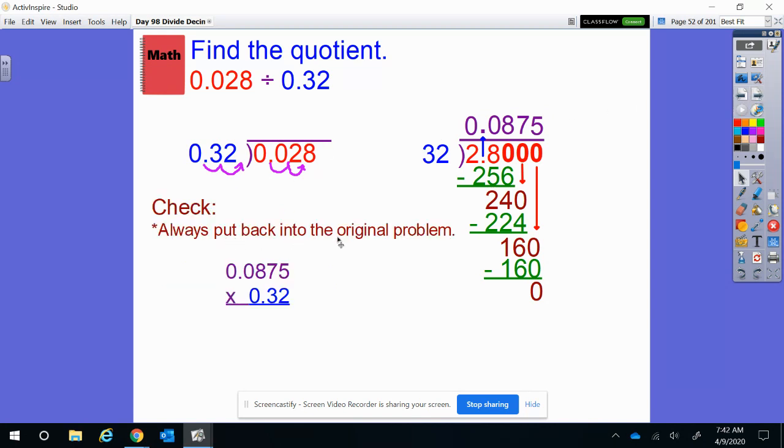Always put it back into the original problem. So your double check always has to be written like this. 875, there it is. There's your dividend, and there's your divisor. You have to write the divisor the way it was originally written before you hopped the decimal point over. So you have to bring that decimal point back here, and put the decimal point for the answer here. So always put it back into the original problem for your multiplication. And then you multiply it out. I'll just move it along here so you can see the process.